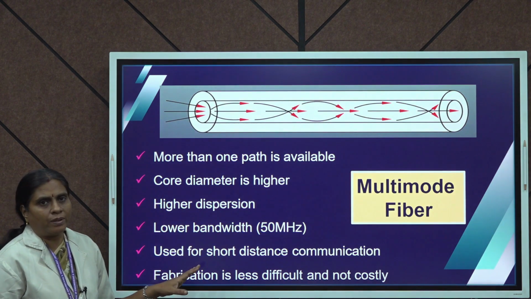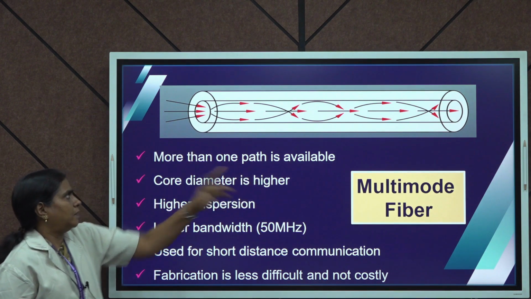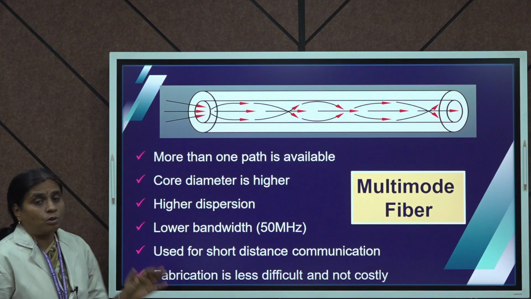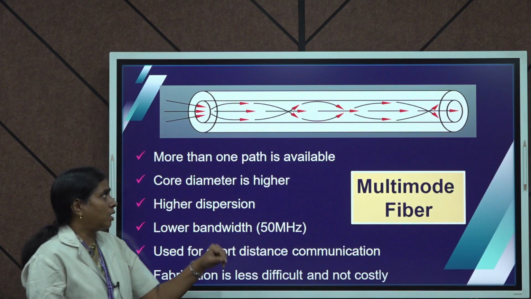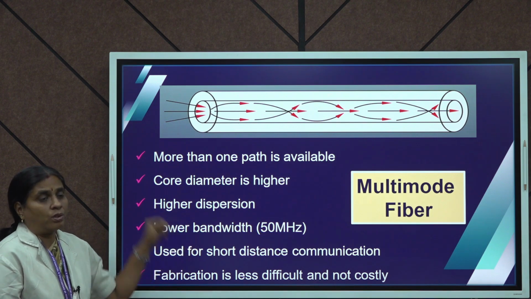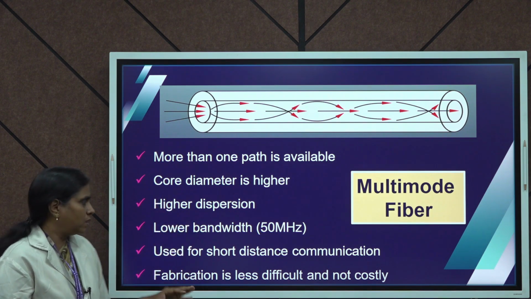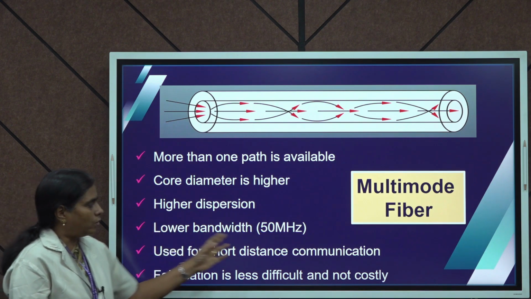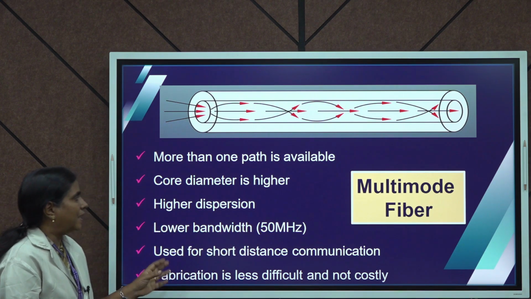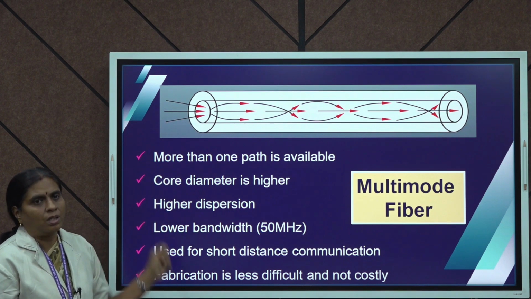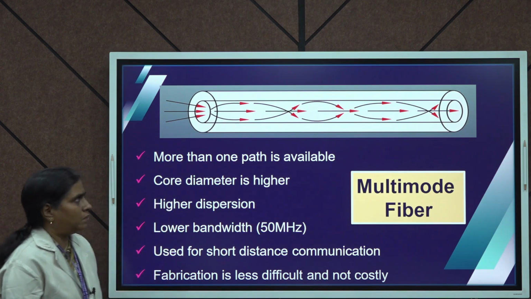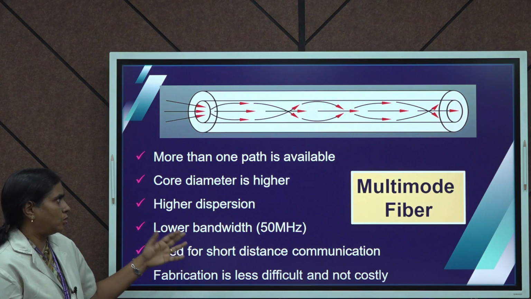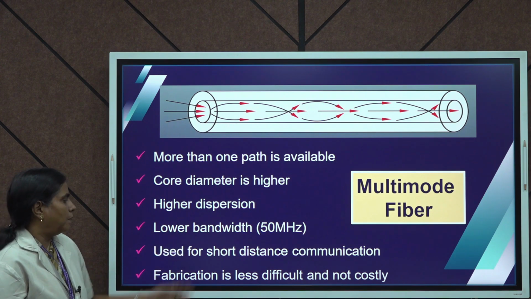In the case of multi-mode fiber, we can send many signals at a time, that is, more than one path is available, but the core diameter is higher. So it allows many signals, so the dispersion is also greater, higher dispersion, and it has lower bandwidth. In single mode fiber, it has higher bandwidth, but multi-mode fiber has lower bandwidth, around 50 megahertz, and it cannot be used for long haul communication, only for short distance communication. Its fabrication is not that difficult because its core diameter is greater. So it is not difficult to fabricate.